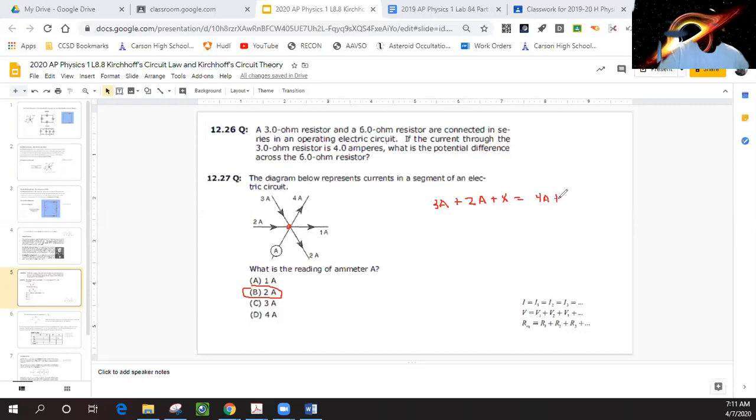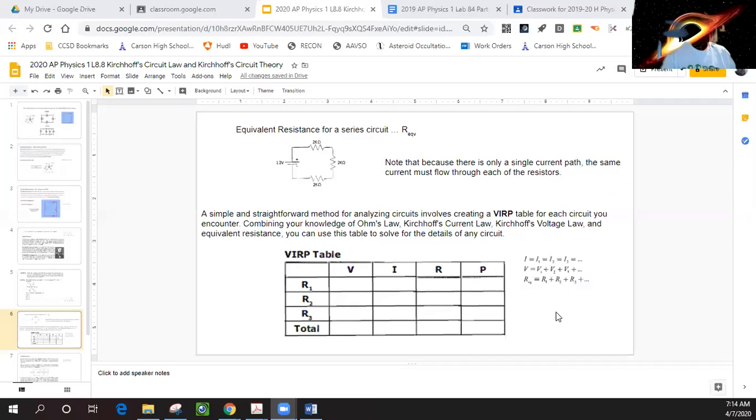And we have here 1 amp, and then we have here 2 amps. And we can apply some algebra here and solve for X. If I do it correctly, X should give us 2 amps as the unknown current coming into the system. So total current going in must equal total current going out.